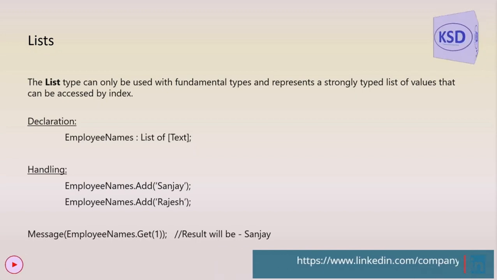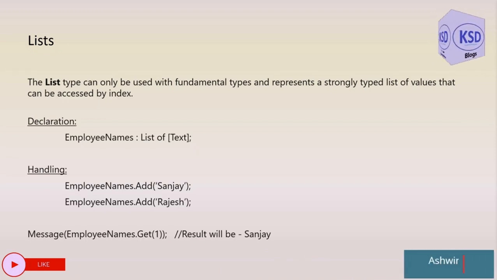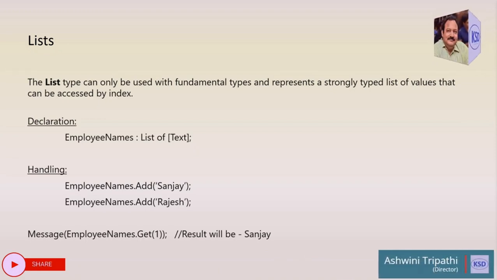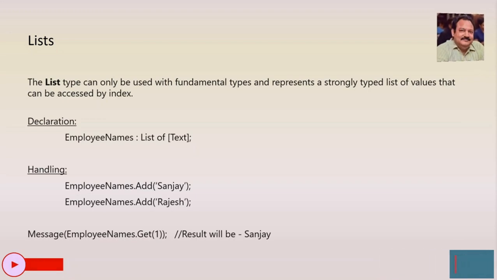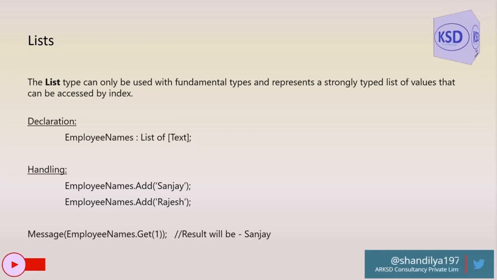So it cannot be defined as a complex data type. It should be only for the fundamental data type. So you can have a list type of integer, but you cannot have a list of type blob. So that you cannot define.